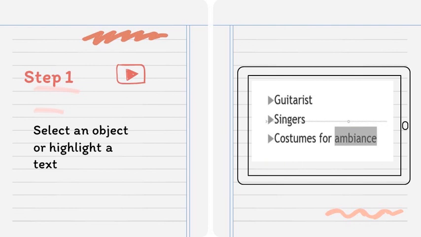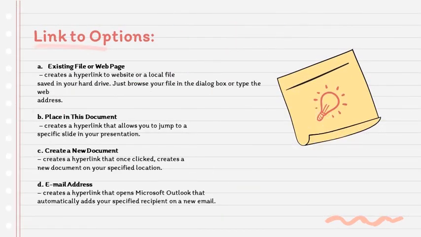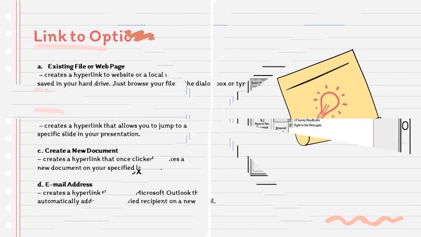Step 1. Select an object or highlight a text. Link to options. A. Existing file or web page. It creates a hyperlink to a website or local file saved in your hard drive. Just browse your file in the dialog box or type the web address.